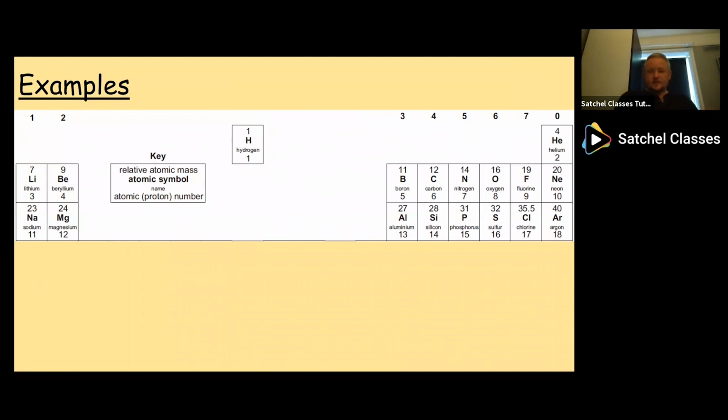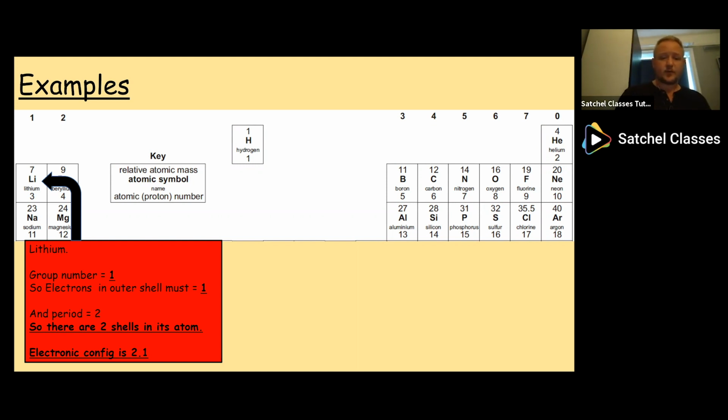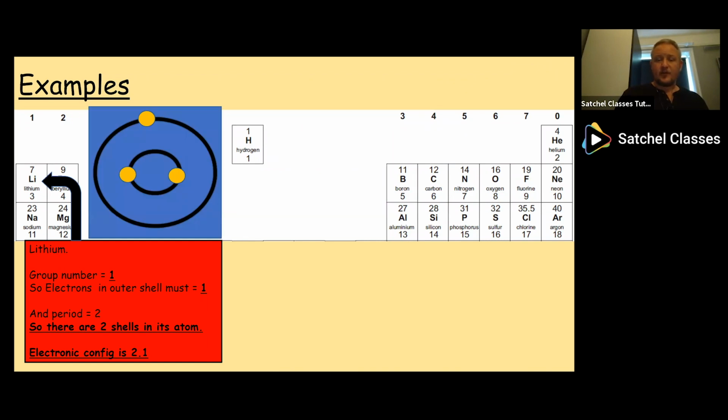A couple of examples then. Lithium. Now, lithium's in group 1, so the number of electrons in the outer shell must be 1. It's in period 2, so there are 2 shells in its atom, and we said earlier that the first shell must be full. All the shells below must be full. So the electron configuration is 2, because the first shell is full and the first shell holds 2, 1, because we're in group 1. And if we draw a diagram, then we draw the electron shells. You can see I've got 2 electrons on my first.